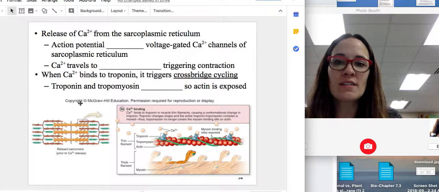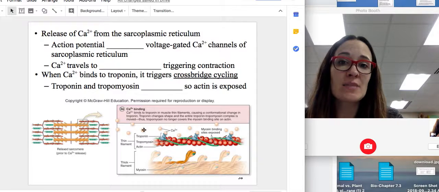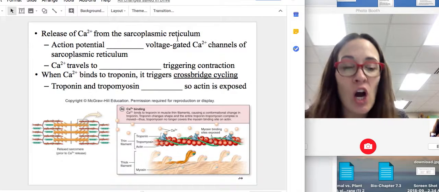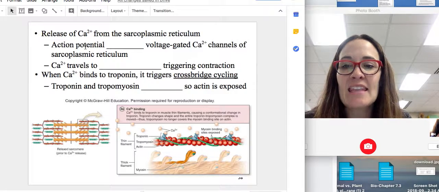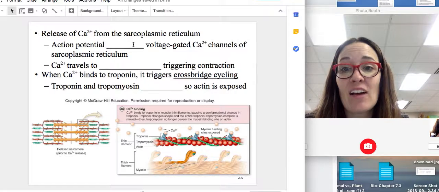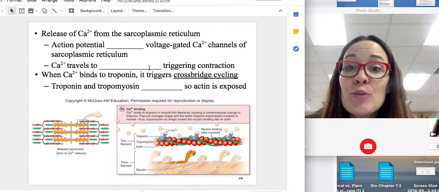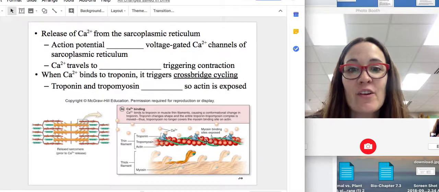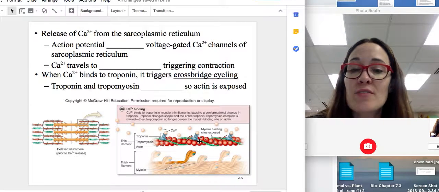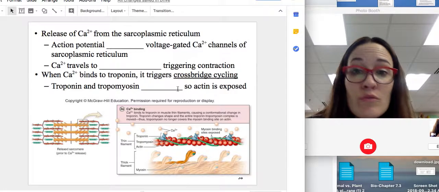So once that message is on the muscle cell, it'll eventually reach the sarcoplasmic reticulum. This is the cisternae. Same thing. SR cisternae. And the action potential will open those voltage gated calcium channels, and the calcium is going to travel to the actin, and it's going to cause the troponin to change shape and move the tropomyosin out of the way. So move tropomyosin, move here.